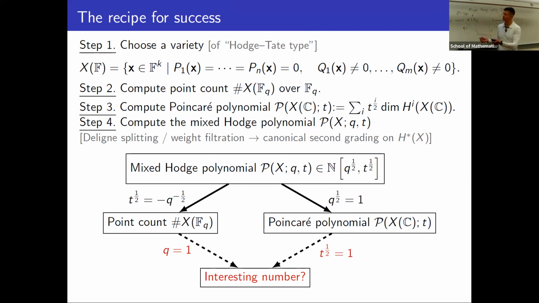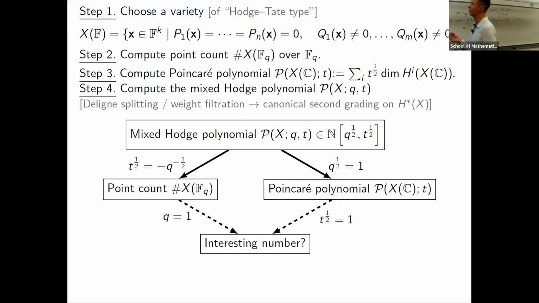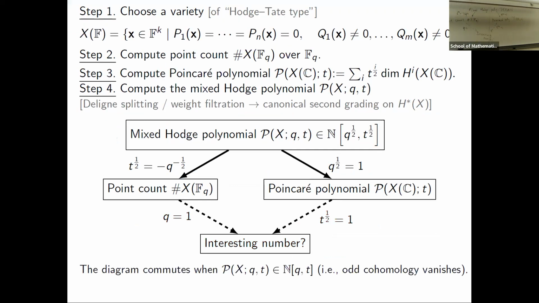In general, you can always plug in q equals 1 here and square root of t equals 1 here, but you would get different numbers. But when does this diagram commute? It commutes whenever the mixed Hodge polynomial has only integer powers of q and t. Yeah?